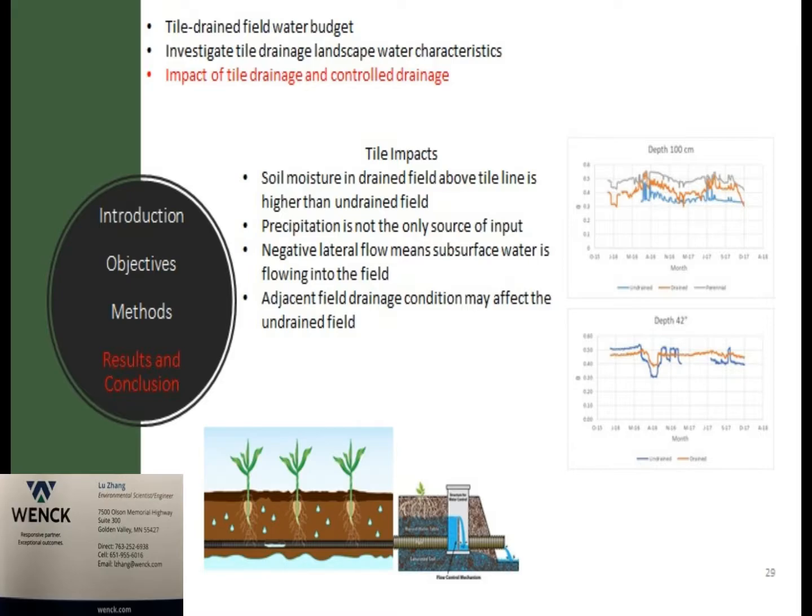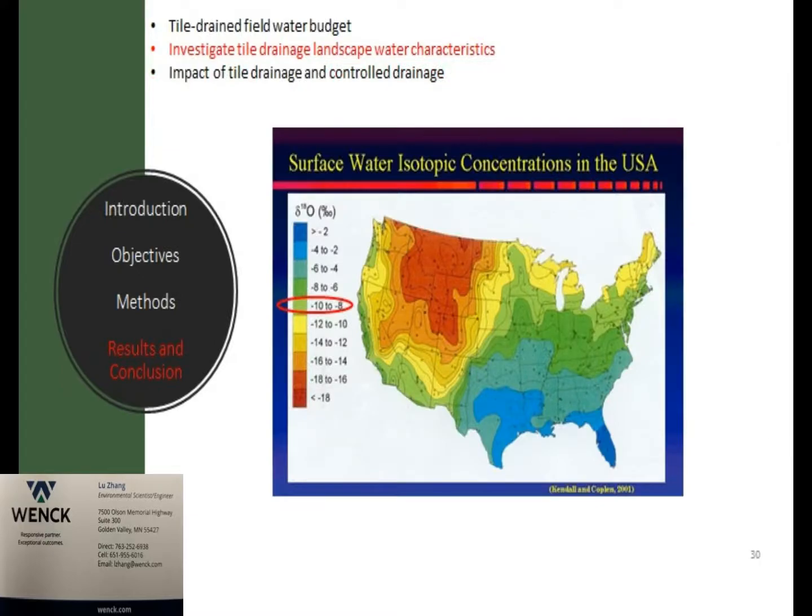One of the things with these fields that is not an ideal situation is that between the plots there are no vertical blocks, so it allows lateral communication between the fields. There could be lateral flow traveling between the fields that is making this water balance a little tricky. Also, adjacent field drainage condition may affect the undrained field. For example, if you're adjacent to a perennial, perennials might be pulling water away due to the high evapotranspiration potential.